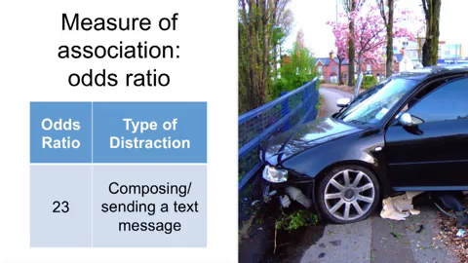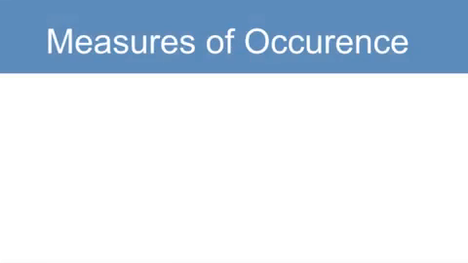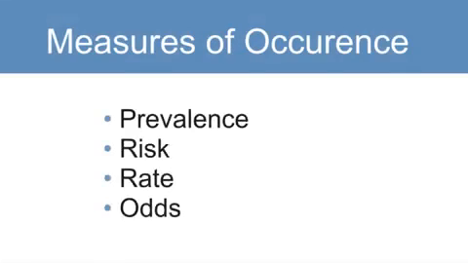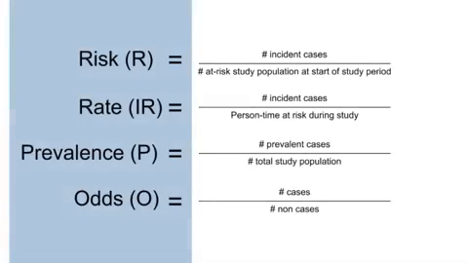Let's talk now about the definitions and formulas for measures of association. So up to this point in the MOOC, we have covered measures of disease occurrence. You may recall these include prevalence, risk, rates, and odds. Here are the actual formulas for these measures of disease occurrence. I want to review them now with you because they are the building blocks for the measures of association.